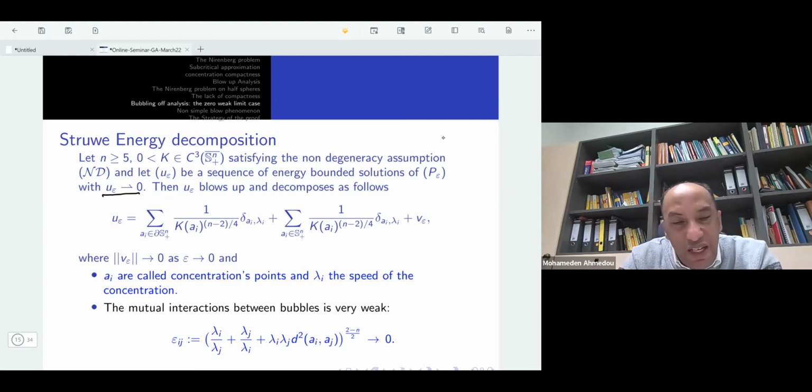And then there is another interesting quantity, which we call epsilon_ij. This is the mutual interaction between two bubbles. And what we can prove is that this interaction is always very weak. It goes to zero.